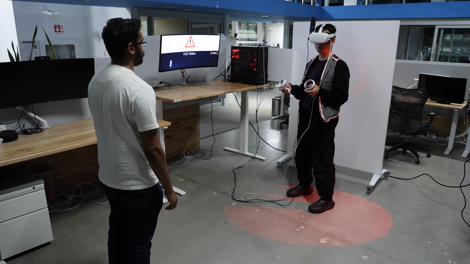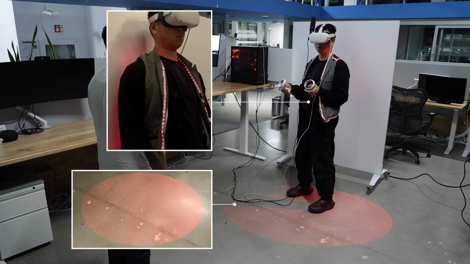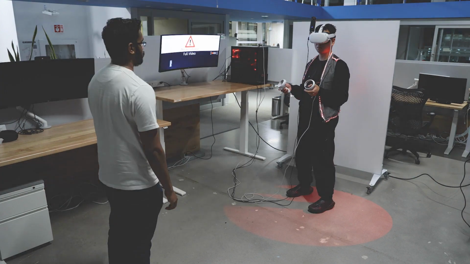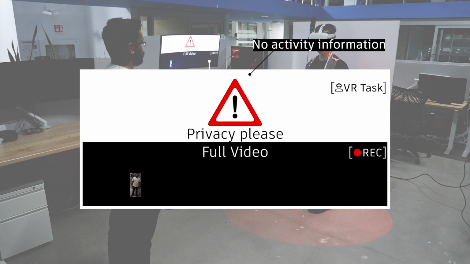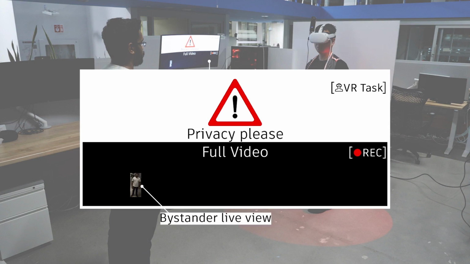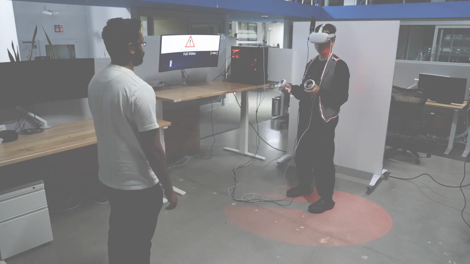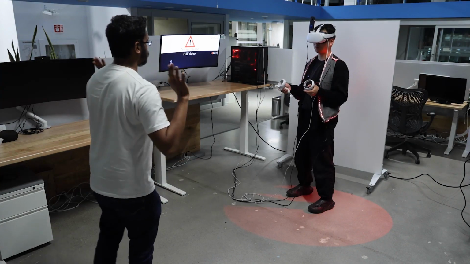At the same time, outside VR, the bystander notices the color indicator switch to red, the public display shows a warning sign at the top, and at the bottom he sees the full video about him being recorded and shown inside VR. This makes him realize that the user needs complete privacy, so he walks away immediately.